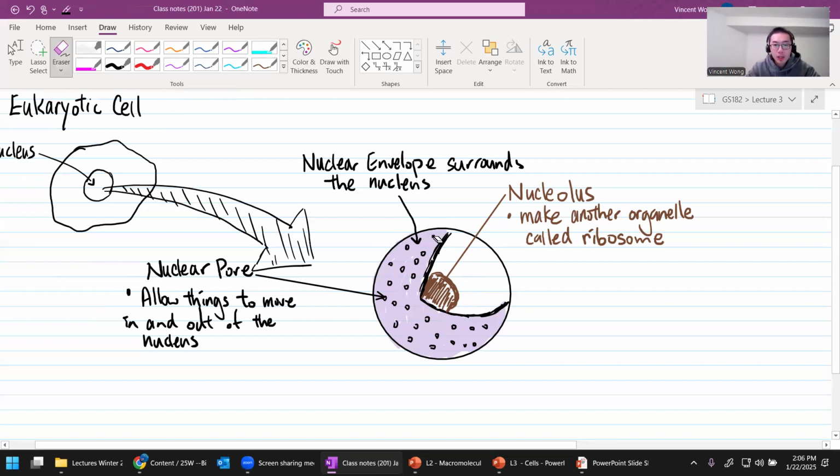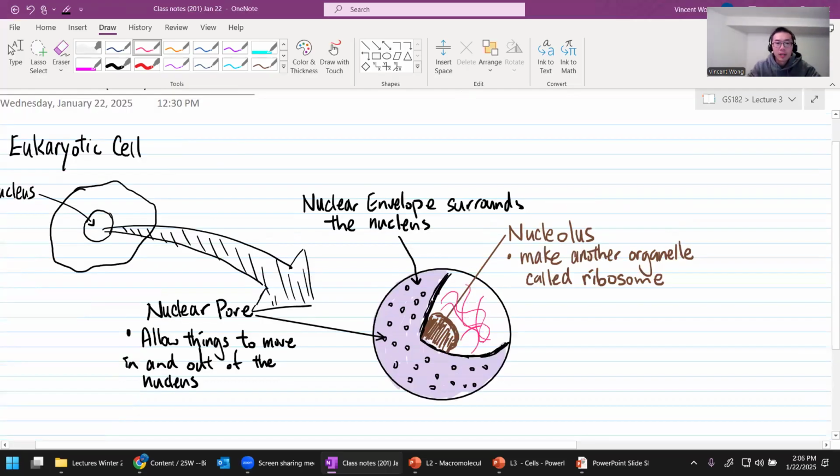Okay, so what's in this area here inside the nucleus? Well, that's where you're gonna find your genetic material, okay? So we should put a few threads there.